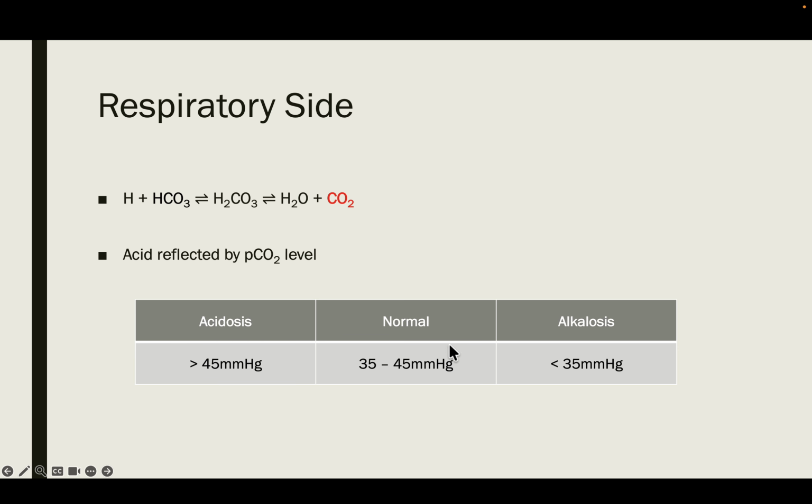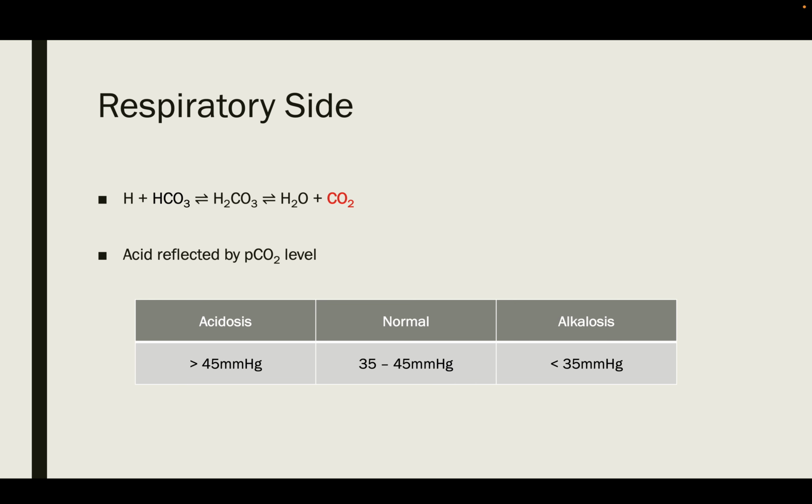Our normal range is 35 to 45. Any deviation thereof is going to be off. Anything greater than 45 is going to be an acidosis. Anything less than 35 is going to create an alkalosis.